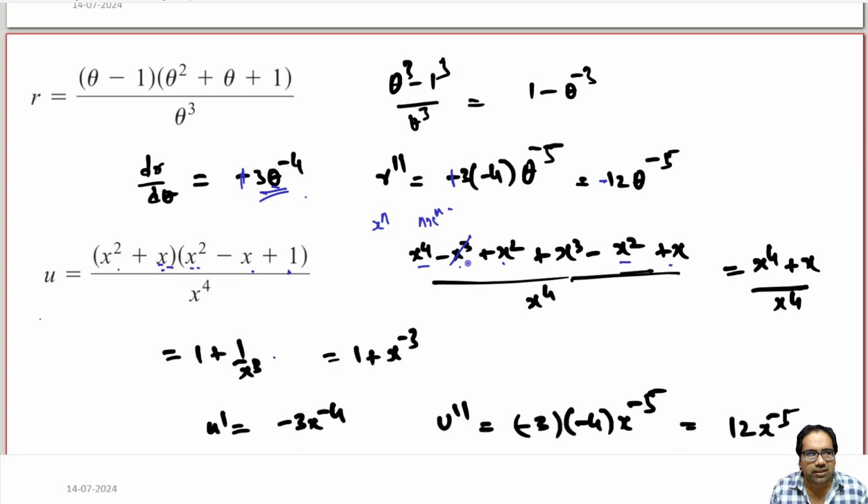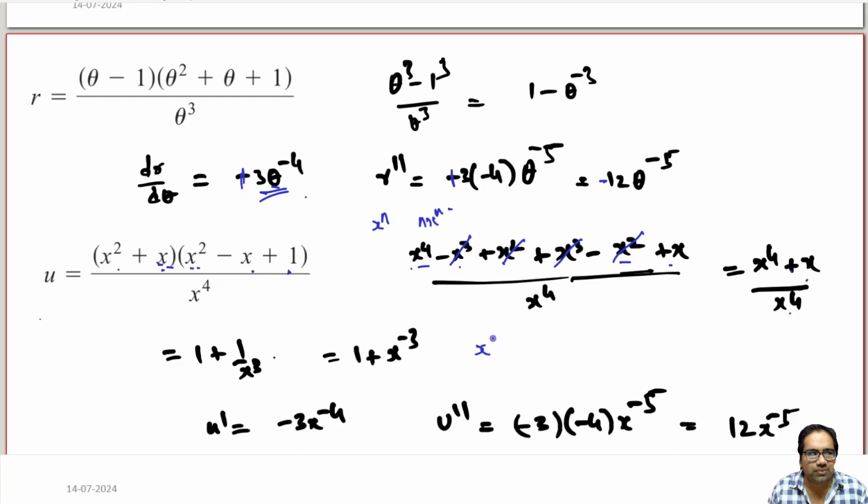We have minus x cube plus x cube cancelling, x square and minus x square cancelling, leaving x power 4 plus x by x power 4. We can still do some simplification. This becomes 1 plus 1 by, this x will cancel here, we will be left with x cube, so 1 plus 1 by x cube, which is nothing but 1 plus x power minus 3. Now differentiating this is very easy.